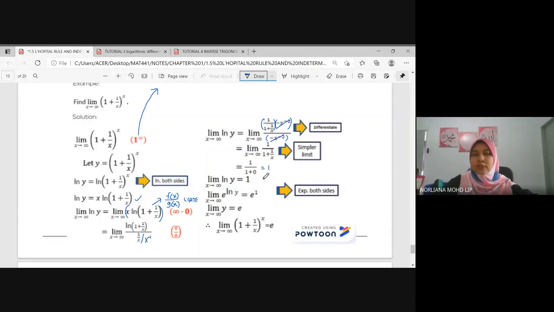Then ln y equals 1. So y equals e to the power of 1. Then replace back the value for y with the original question.